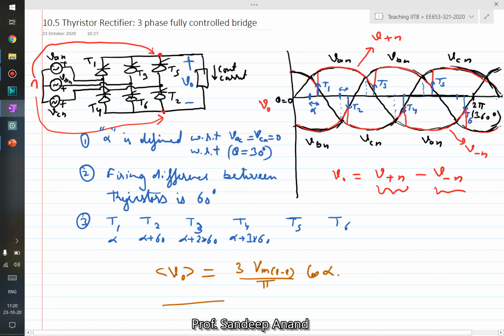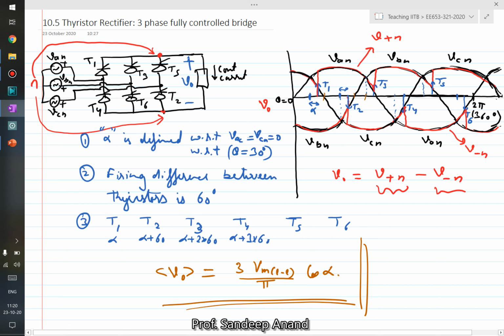Okay, so that's it about this 3-phase fully controlled bridge rectifier scenario. Here also you can see, for example, what is the maximum value of alpha that you can keep, the way we did for the previous case. So if you start from alpha equal to 0, then you can keep alpha 30. You can keep alpha as long as VAN is positive. So VAN is positive till this point, so you can keep it that way. So 30, 60, 90 and 120.